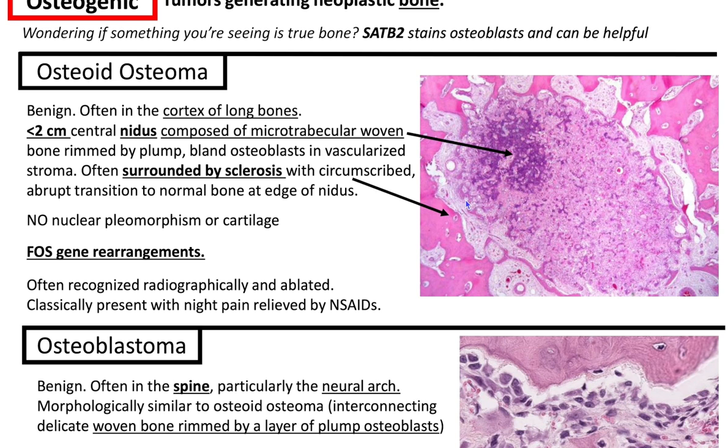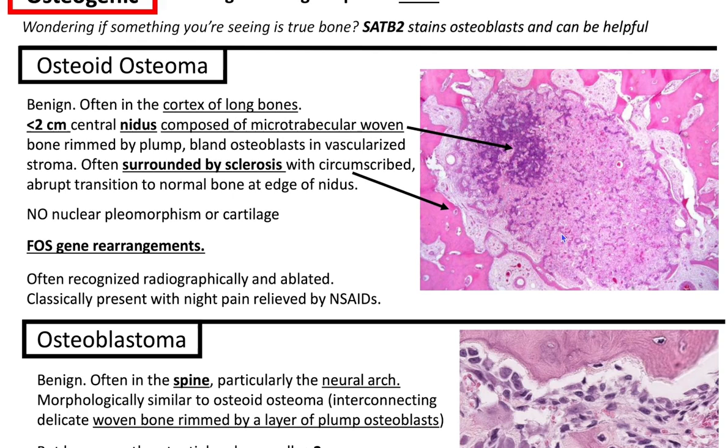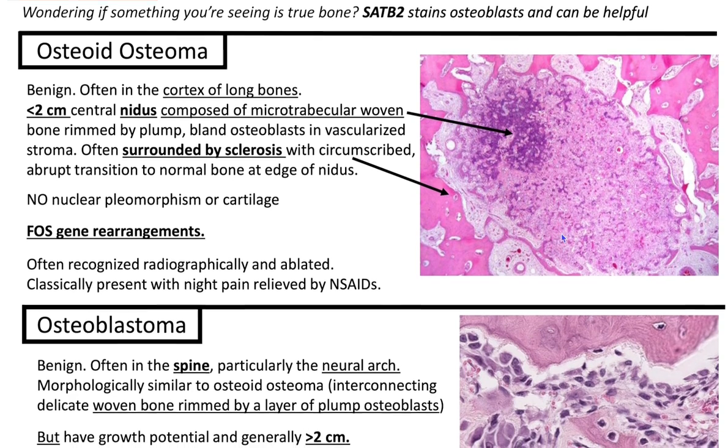It's less than or equal to 2 centimeters with the central nidus composed of microtrabecular woven bone rimmed by plump, bland osteoblasts and vascularized stroma. It's often surrounded by sclerosis with circumscribed, abrupt transition to normal bone at the edge of the nidus. There should not be nuclear pleomorphism nor any cartilage, and it has a FOS gene rearrangement.